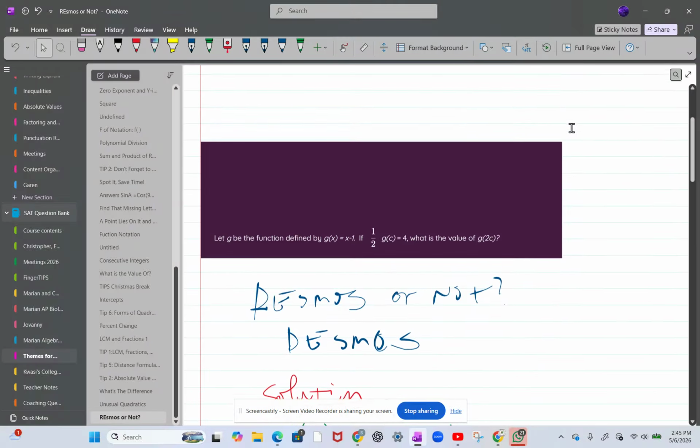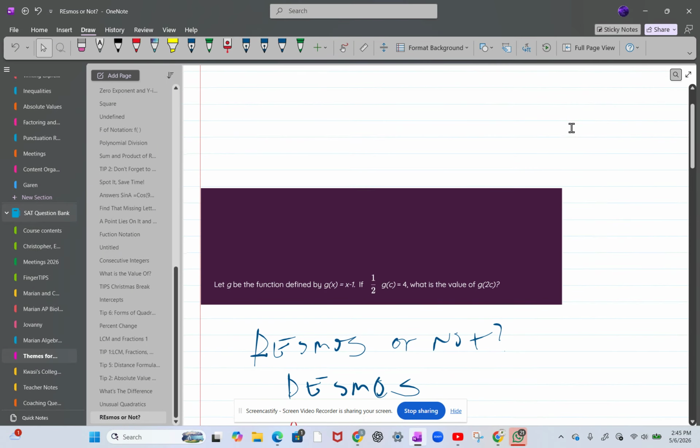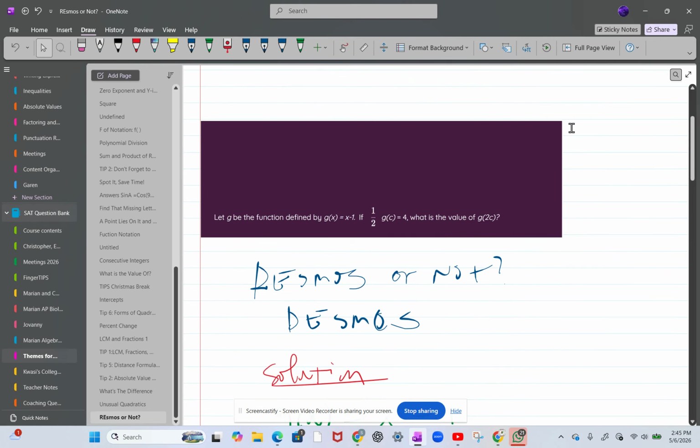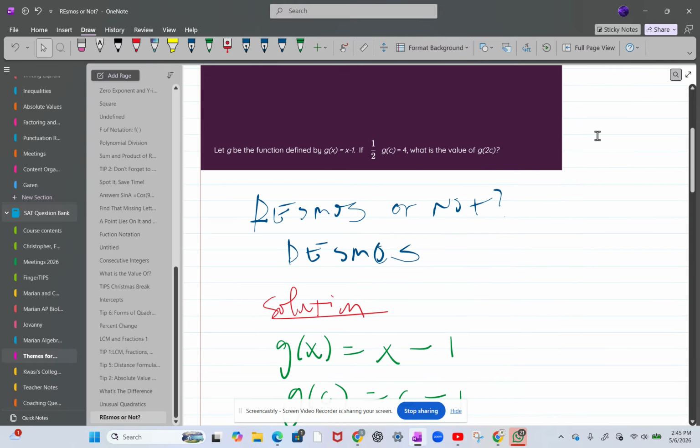For those of you who are way too reliant on Desmos, thinking it will do everything for you, please start thinking twice about that. Anyway, this question here is function notation. At least know how to do it, right? You have to know how to do it.